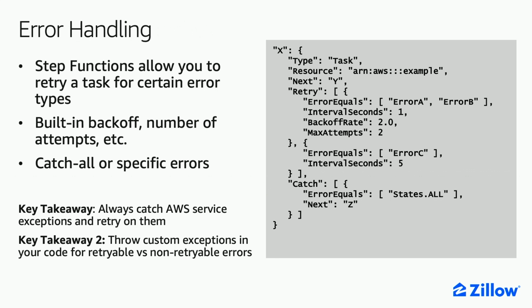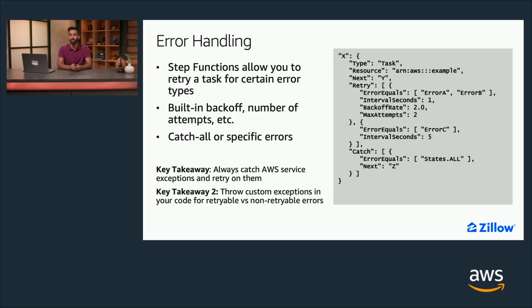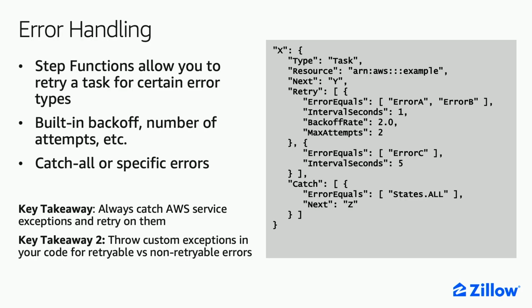So let's talk about error handling for a second. Step functions allow you to retry a task on any given error, and you can specify the types of errors that you want to retry on. In the JSON schema for your step function, you can even include things like the backoff, the number of retries, etc. And you can even do catch-alls or catch specific errors.